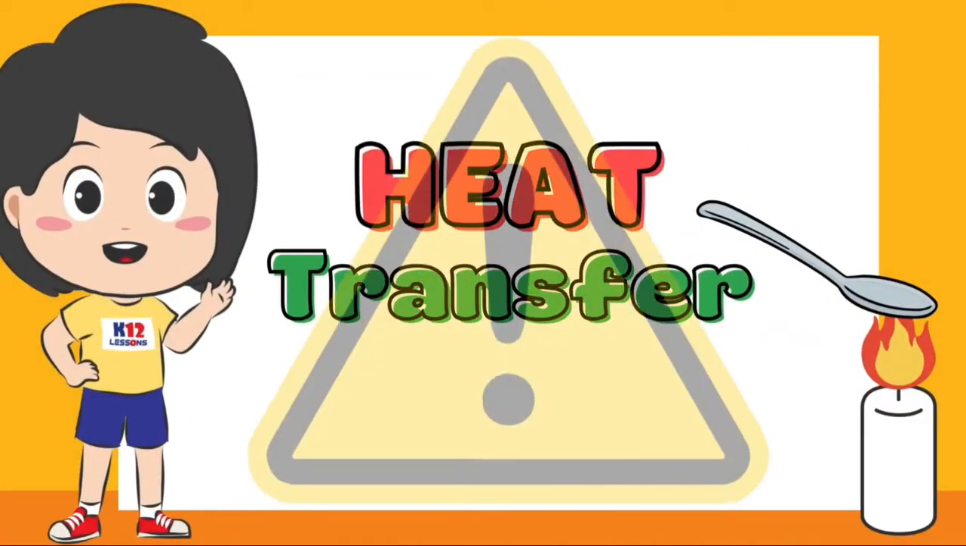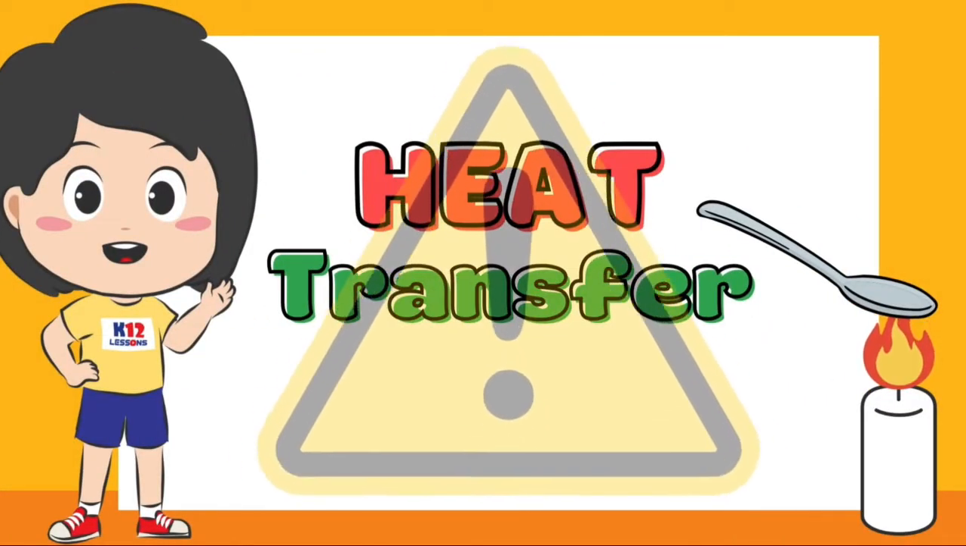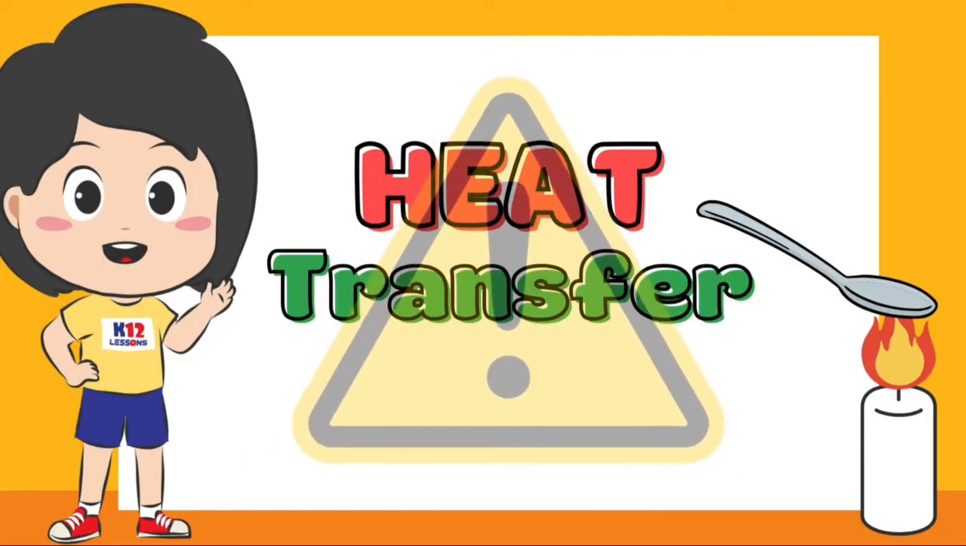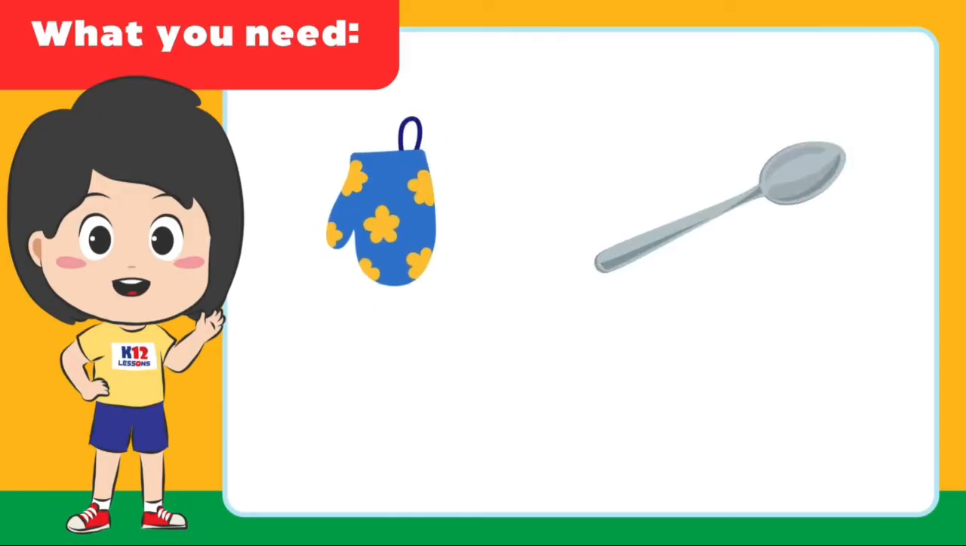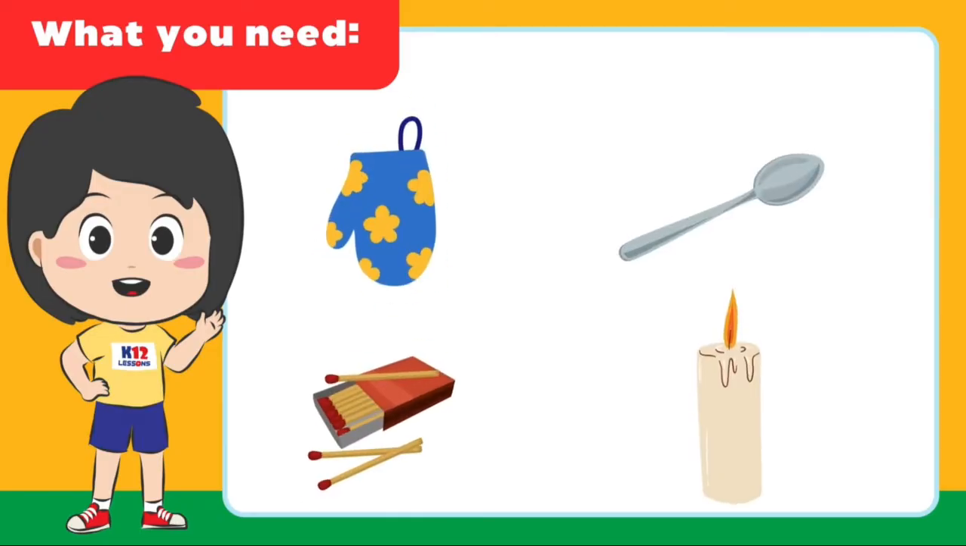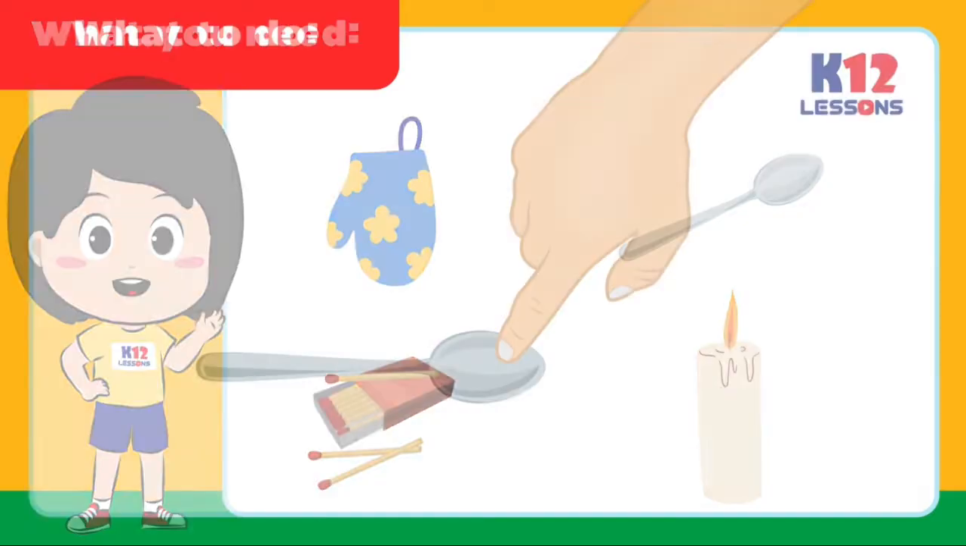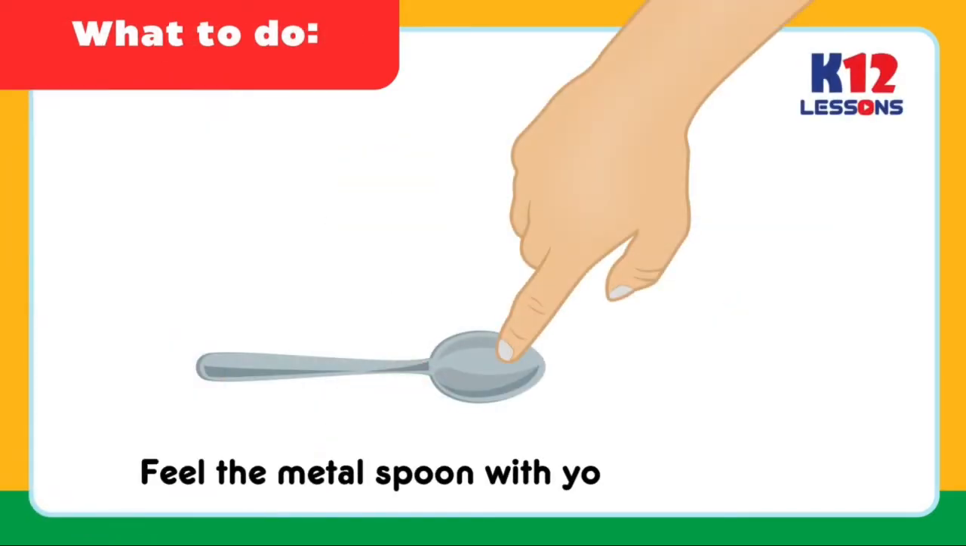Heat transfer. Reminder: take precautionary measures and ask assistance from an adult in doing this activity. What you need: pot holder, metal spoon, match, and candle. What to do: feel the metal spoon with your bare hands. How does it feel?